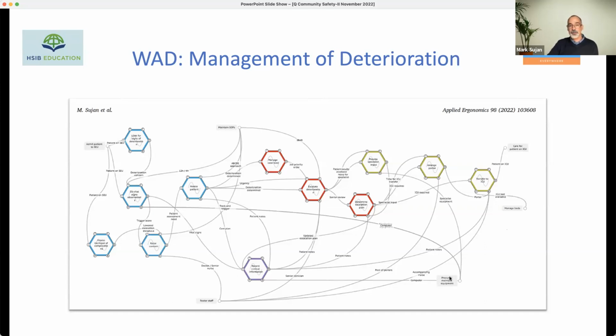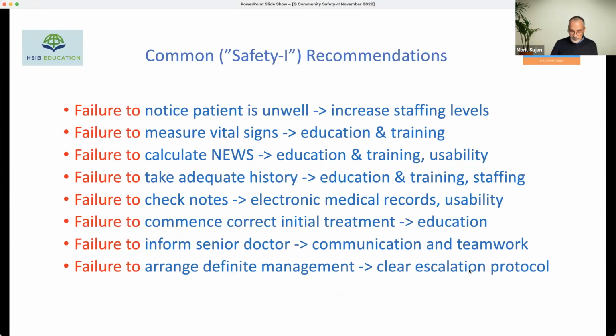But what I would like to highlight is, the management of deterioration has really been studied, and a lot has been written about it in the patient safety literature and in the surgical literature as well. And I've just looked at what kind of lessons and learning has been created. So many failure points have been identified. For example, the failure to notice that the patient is unwell, or the failure to measure the vital signs, or failure to calculate the NEWS properly, failure to take adequate history, failure to do this, failure to do that. I mean, you get the gist. So people have identified lots of failure points.